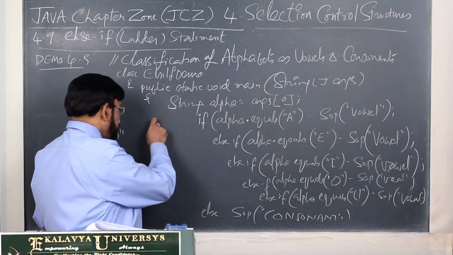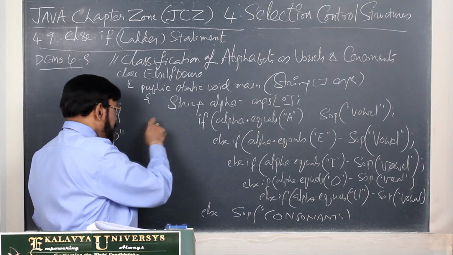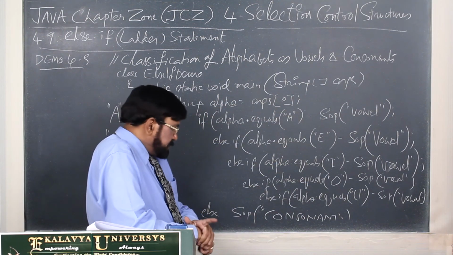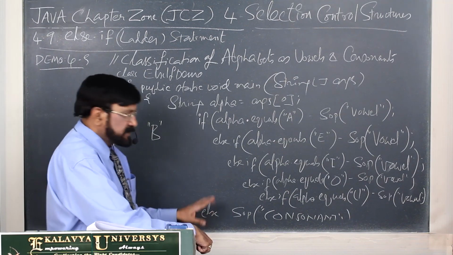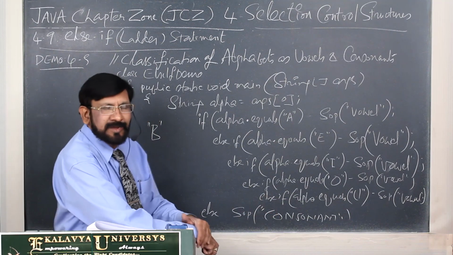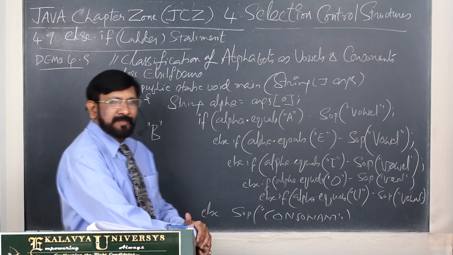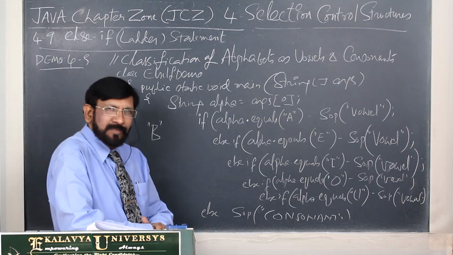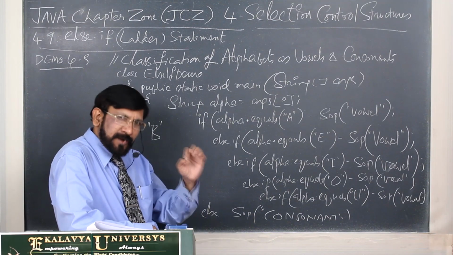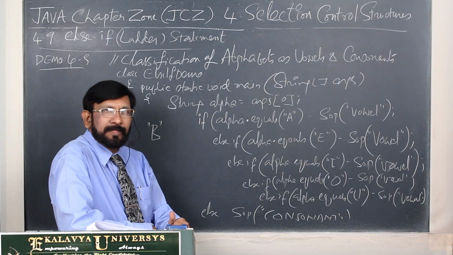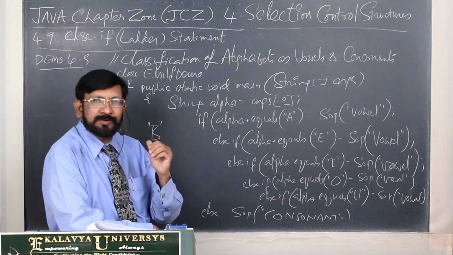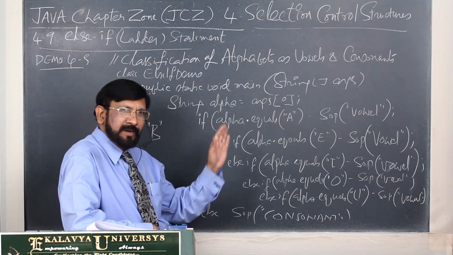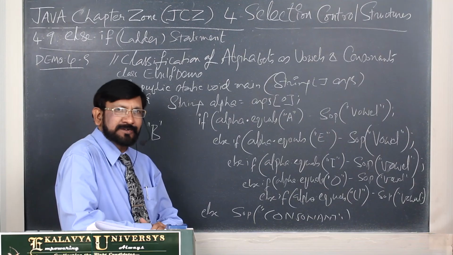Suppose you entered B, then no match is available in the first 5 statements. Then what is relevant? Else is relevant. Then it is printed as a consonant. In this manner, in every program, it is not just learning code. If you write this code, how you are thinking, your analysis, your aptitude, your implementation are very core in programming. That you must understand and proceed.